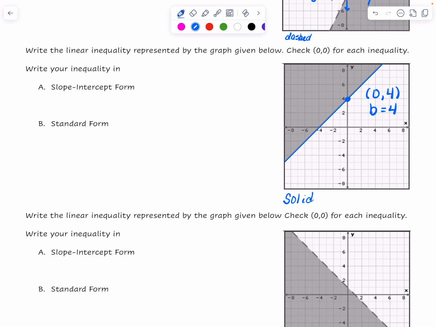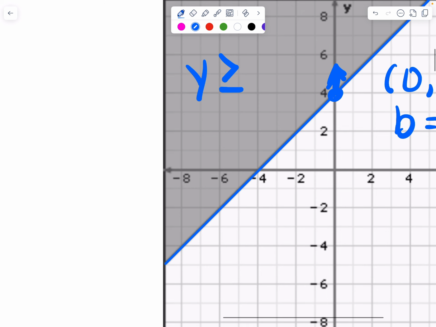I notice that it is shaded above, so when it's shaded above the y-intercept, that is going to be y is greater than. It's also a solid line, which means it's included, so y is greater than or equal to. Now, the last thing I need to do is find the slope. Now, the slope, find any 2 points that you can recognize on the line that we can use to count rise over run.